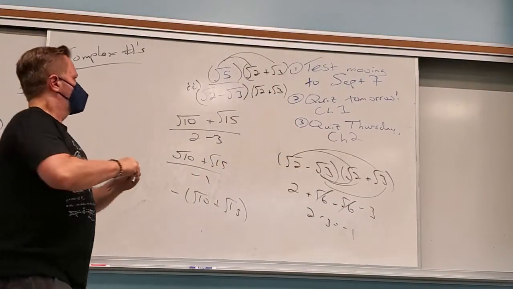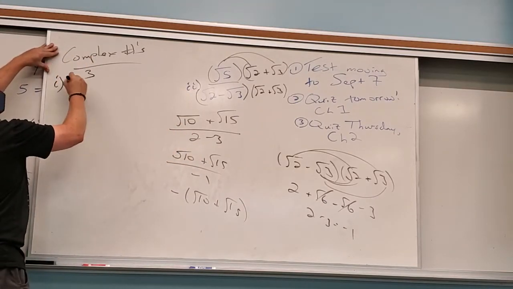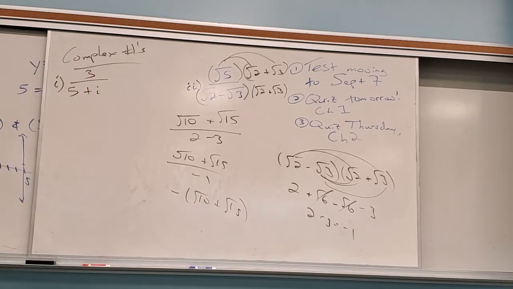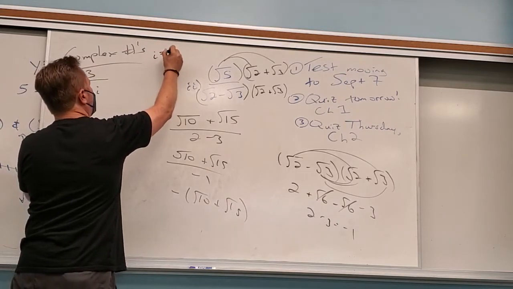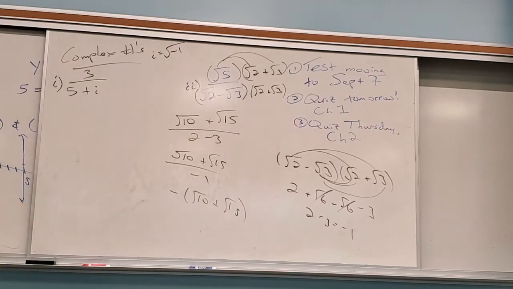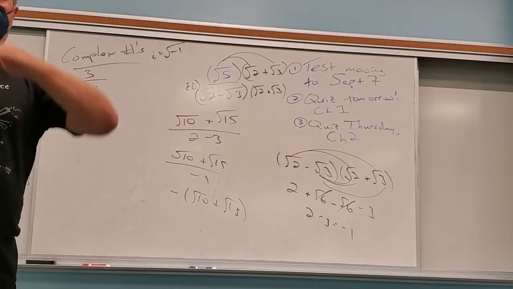Okay. So, what if I had 3 over 5 plus i? See how that's a complex number, right? Real part, imaginary part. So, remind me what i is. Say again, sorry. It's not negative 1. Yeah. If it was negative 1, why would we call it i? We're cool with negative 1. Square root of negative 1, that's some weird stuff. That's that halfway thing, right?